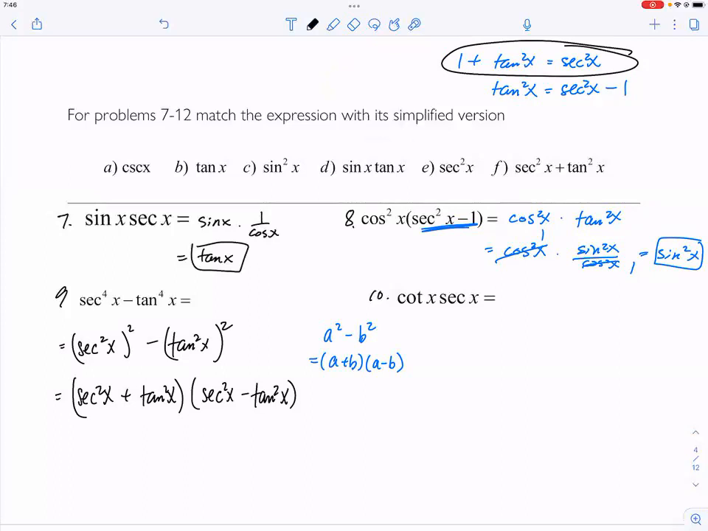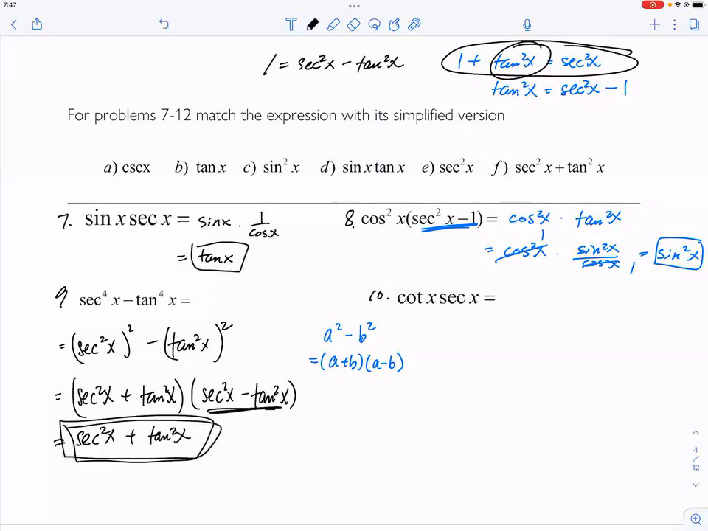So what happens if we have the secant square x and tangent square x on the same side? Well, if we move the tangent square x to the right, you have 1 equals secant square x minus tangent square x. So this second parenthesis is essentially just 1. So we are left with secant square x plus tangent square x, and there's nothing more we can do. This is our answer, which is choice F. Pretty straightforward. Just know that, ooh, that's a fourth power, it's got to be some kind of factoring.